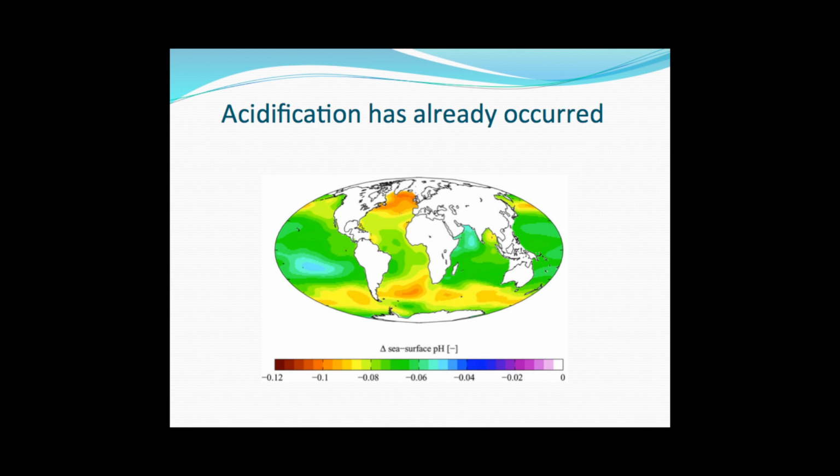So as I mentioned, ocean acidification has already occurred. This is a picture of the change in pH over the world's oceans since 250 years ago. The hotter the colors, the more the change. And what you'll see here is that all of the change is negative, so the pH of the oceans globally has decreased. You can see some variation in the color, where you have more change in colder waters than you do in warmer waters.